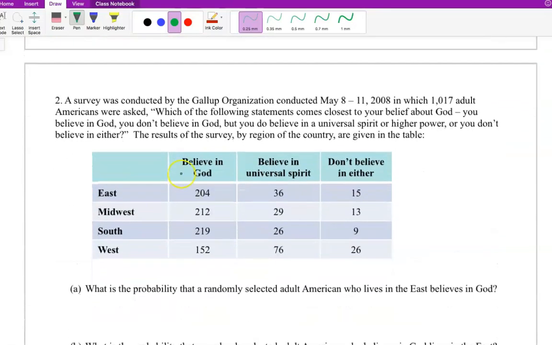Now example number 2, a survey was conducted. Here we have 1,017 adult Americans who were asked which of the following statements comes closest to your belief about God. You believe in God, you don't believe in God but you do believe in a universal spirit or higher power, or you do not believe in either. So we have all these three, and these are data based on the left column. We have East, Midwest, South, and West. So these are the results of the survey by region of the country.